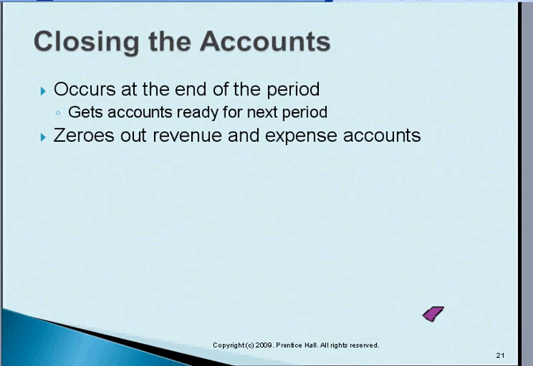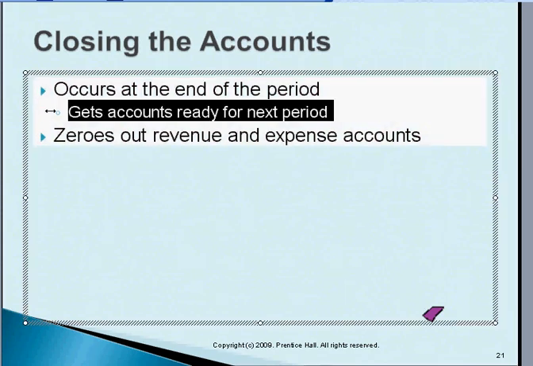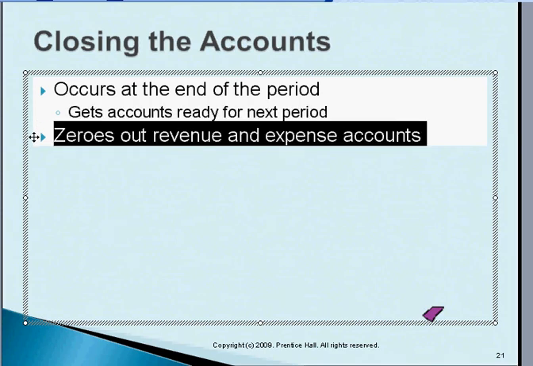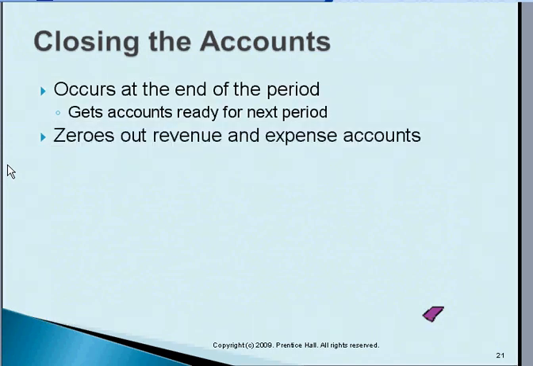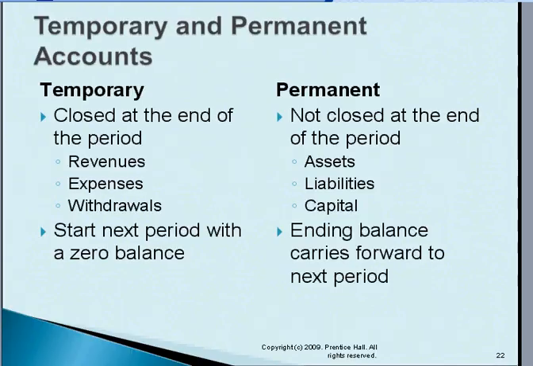Closing the accounts occurs at the end of the period. What we're doing is getting the accounts ready for the next period. We want to zero out the revenue and expense accounts. Why? Because we want to measure the revenues and expenses for each period. Why are we closing these out?